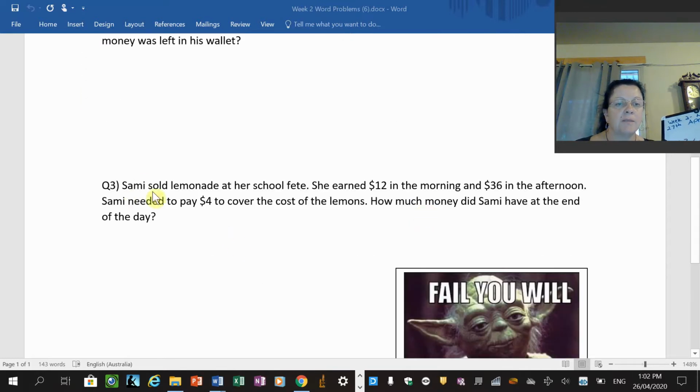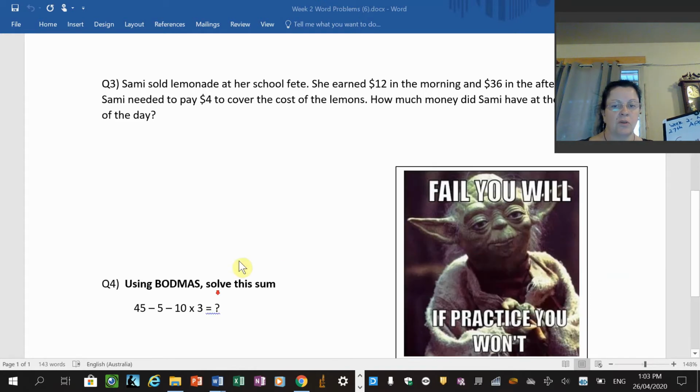And then Sammy sold lemonade at her school fete. She earned $12 in the morning and $36 in the afternoon. Sammy needed to pay $4 to cover the cost of the lemons. How much money did Sammy have at the end of the day? So she earned $12. Then she earned another 36, so we're going to add those together. And then we're going to take away the $4 to cover the cost, and we're going to pop these in brackets so we know to do that one first, and then we take away the $4.